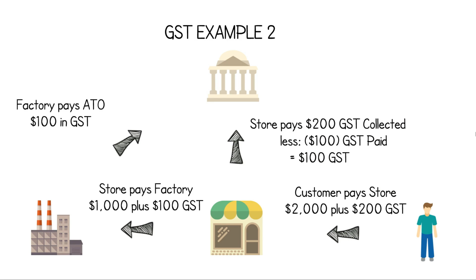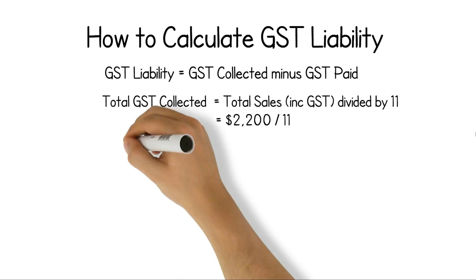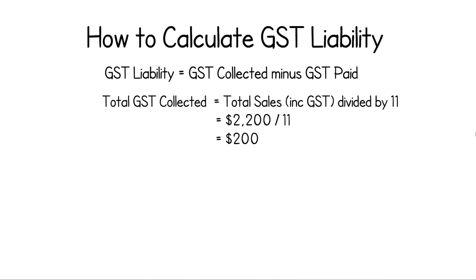Now, let's calculate the GST liability for the store. First, the total value of GST collected is calculated. This is easy to do if you just divide the total GST inclusive sales by 11. In this case, $2,200 divided by 11 is $200.